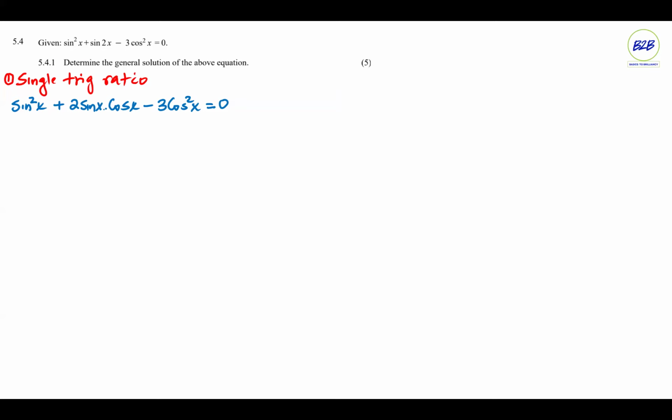We must then try to remove this problem. How do we do that? Remember, we spoke about factorizing. This is requesting that we factorize for that specific problem. Let us just go back to algebra. How would you factorize a squared plus 2ab minus 3b squared?